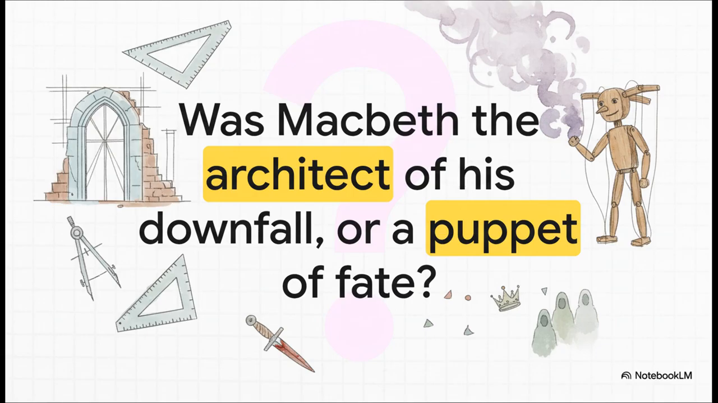Which leaves us with one final huge question. Now that you understand the tools and the blueprint, I want you to think about this. Was Macbeth truly the architect of his own downfall, using his own free will to build his tragic fate? Or was he just a puppet, a piece in a much larger, darker structure that was designed all along by those prophecies and by fate? Now that's a debate the play leaves for us to build ourselves.